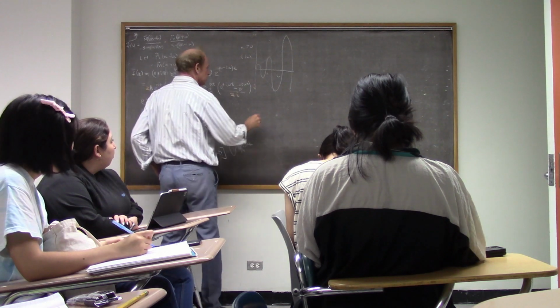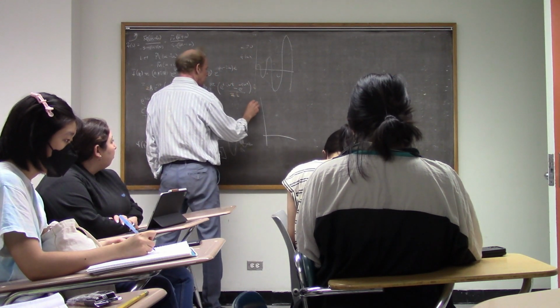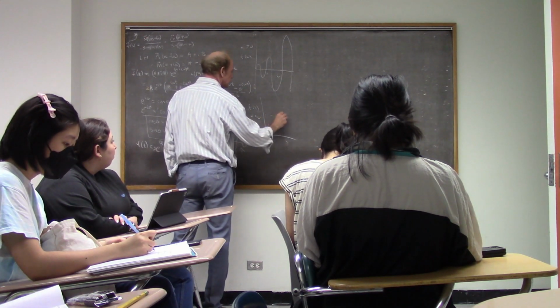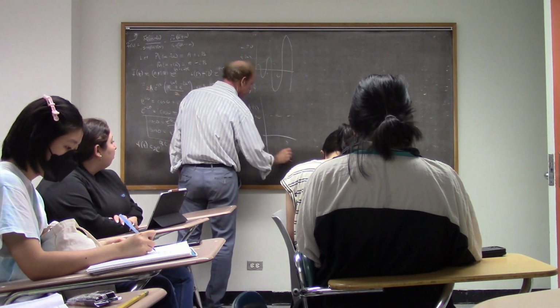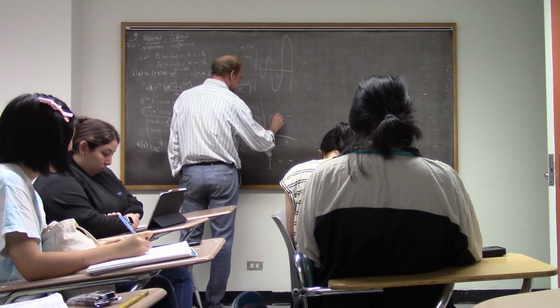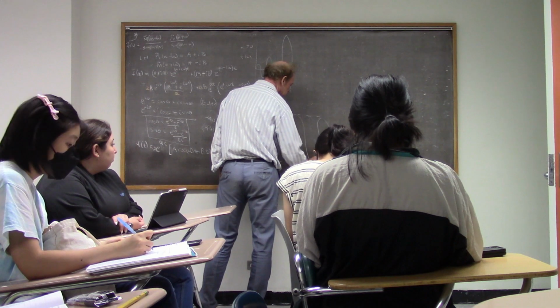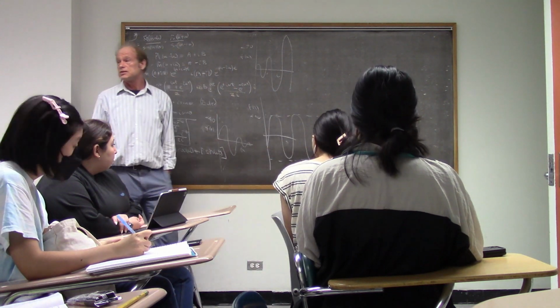And there's another case, f of t versus t, when alpha is 0. When alpha is 0, it just oscillates. Neither grows nor decays. So I can have a persistent oscillation.